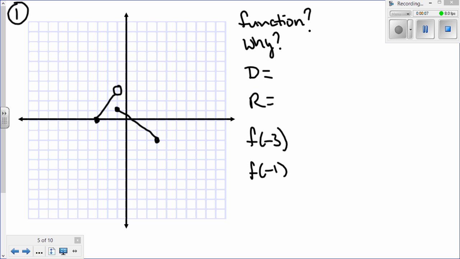Hi, and welcome to day 5 of functions. As you'll notice, today I don't have the actual worksheet, but I do have all the problems that were on the worksheet. We are doing review for our quiz.